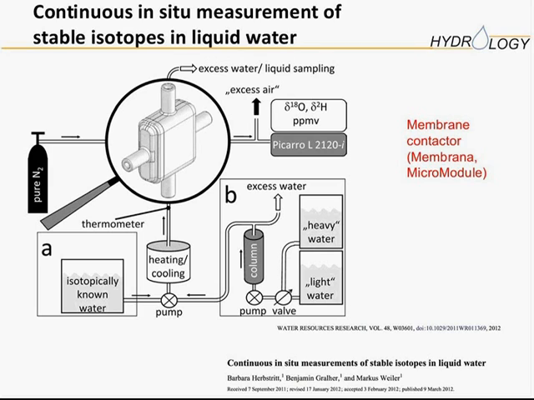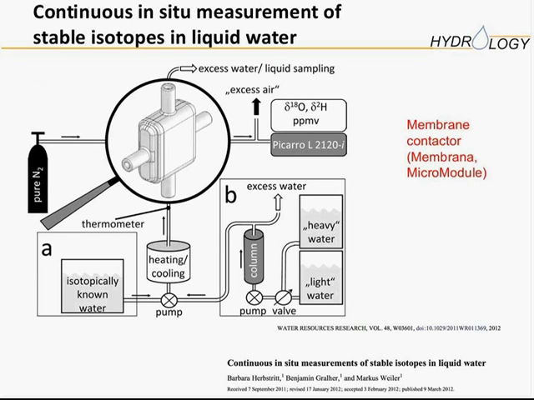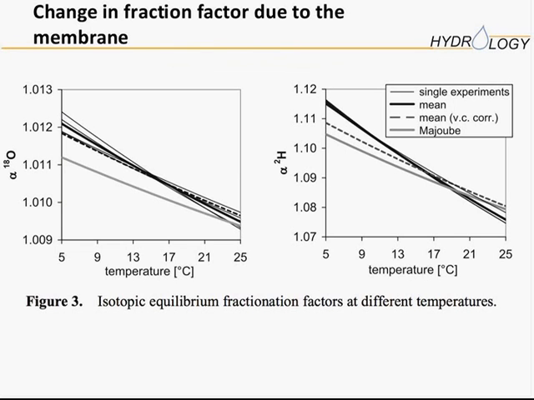So I just talked briefly about this new continuous in situ module with that Membrana in the middle where we have, as I mentioned already, the vapor and the liquid stream. And we tested the module for the fractionation factor, if it's changing, and what you can see in gray is just fractionation of oxygen-18 or deuterium according to Majoube.